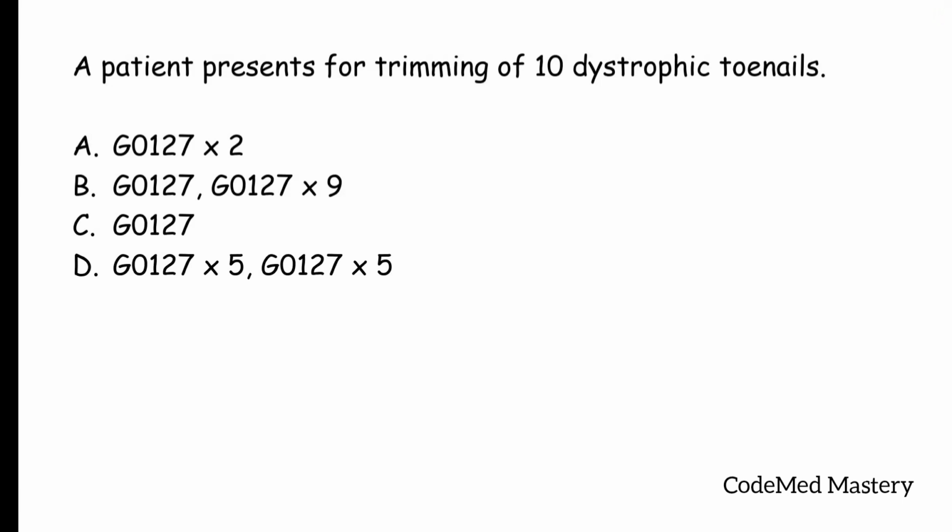For the trimming of 10 dystrophic nails, we will use the code G0127, which is in option C, because this code covers the trimming of any number of dystrophic nails. So it is reported only once. We should not multiply the code based on the number of dystrophic nails.